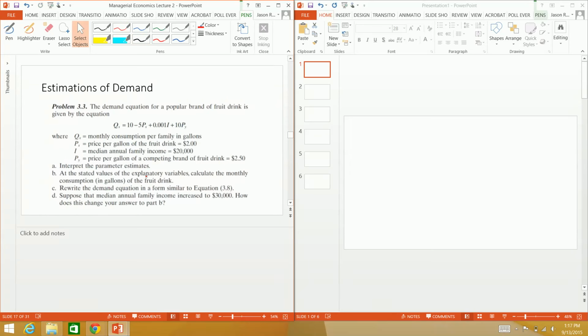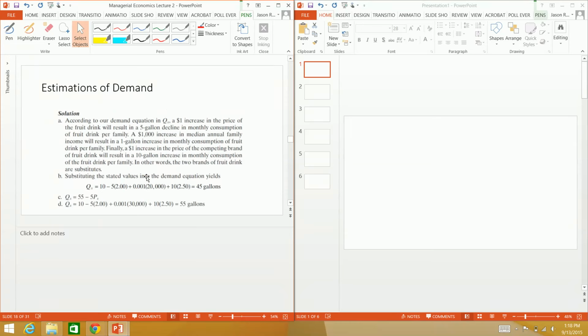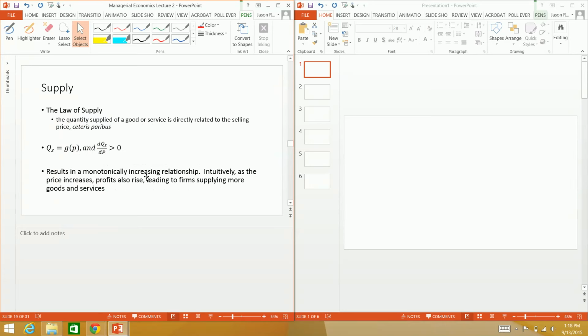So we talked about this example, and I think this is a good one in terms of how to interpret and understand a specific demand equation. This problem is something that I would go through at least one more time to make sure that you understand for the quiz. So then we're talking a little bit about the law of supply.